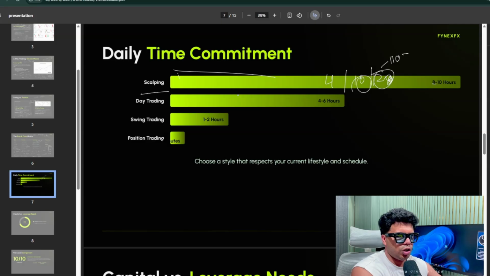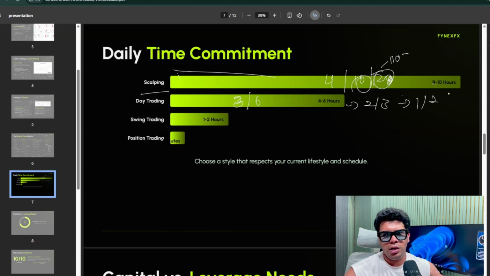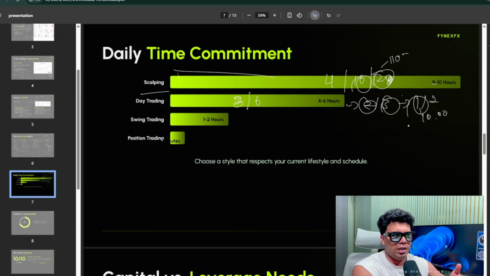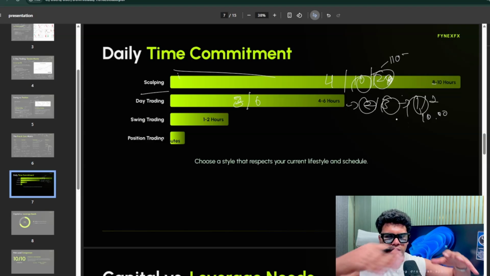As a day trader, you require about 3 to 6 hours a day, because you enter 2 to 3 trades per day, or 1 trade, 2 trades, 3 trades. That depends on your capital and everything. I told you, it depends on every person. For example, if you have 1 crore rupees, you can enter 2 or 3 trades per day. But if you have just 10,000 rupees, you can enter just a single trade as a day trader. It depends on the circumstances you come from.